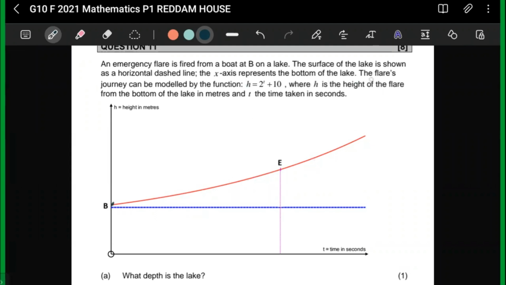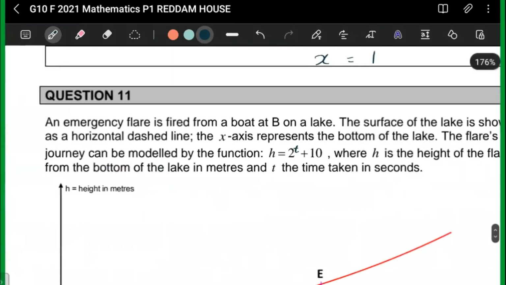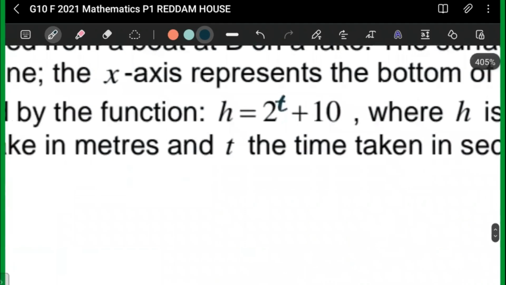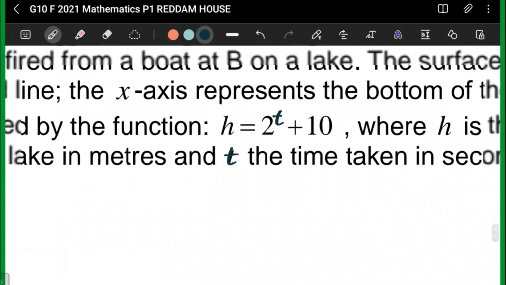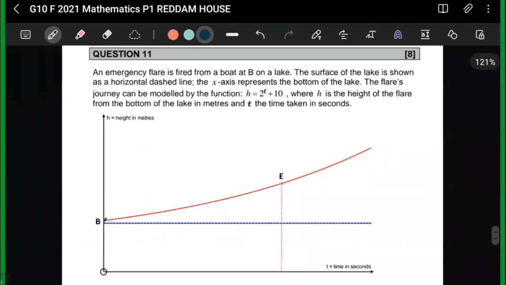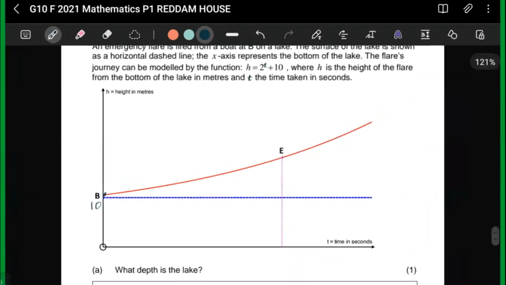And then it says here, the flare's journey can be modeled by this equation. Clearly, this equation is an equation of an exponential graph, where h is the height of the flare from the bottom of the lake in meters, and t is the time taken in seconds. So just keep in mind, this is just an exponential graph. Because this is a 10, which represents the asymptote of the exponential graph, this would just represent an x-axis, this would just represent a y-axis. Just look at it exactly like that.